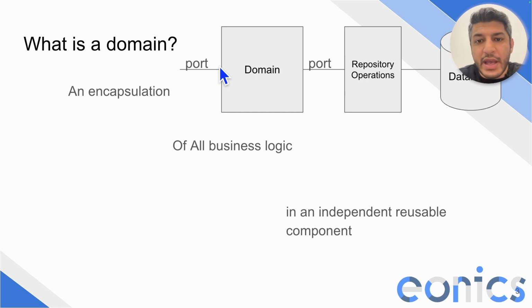So in Java, we have interfaces, and through these interfaces, we either connect to the domain and ask the domain to do something for us, and the domain in turn can use the port, which is an interface, to connect to the repositories and make repository operations.